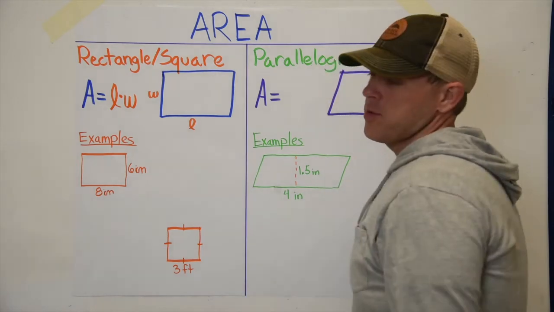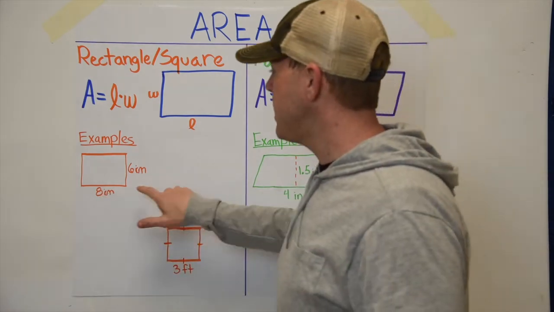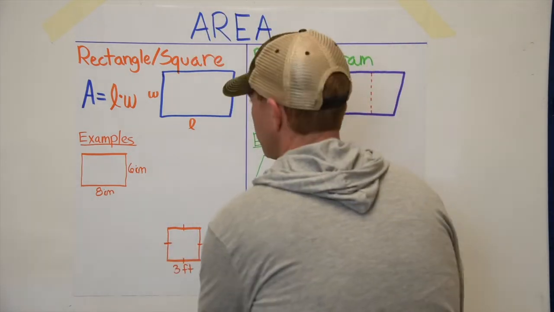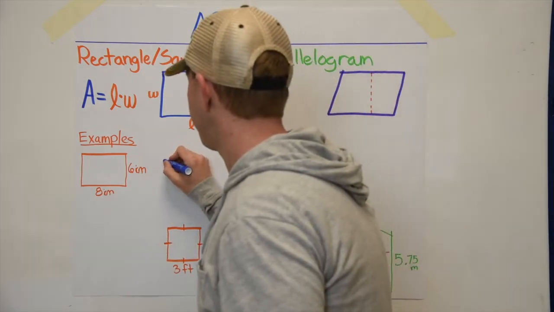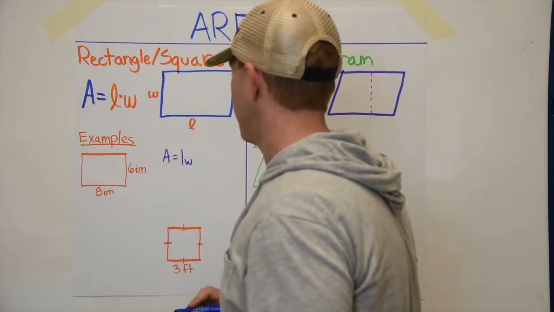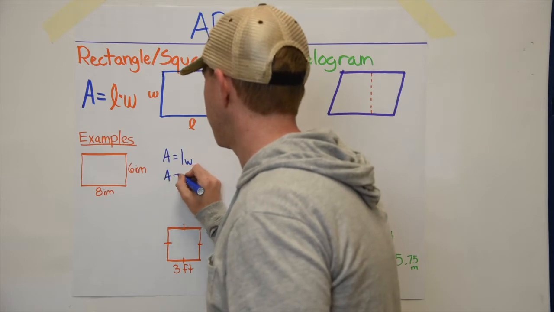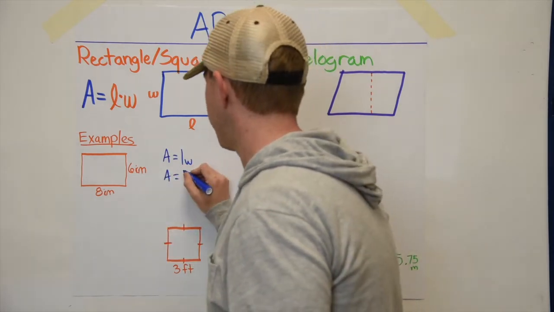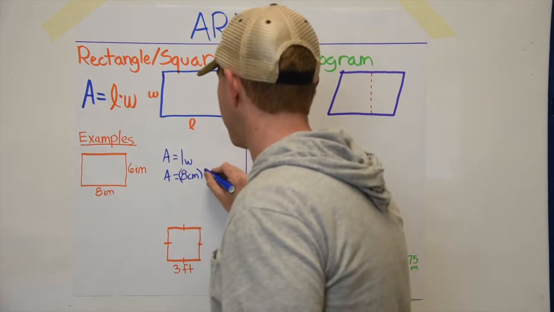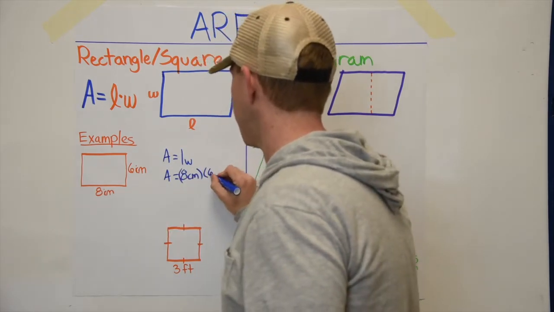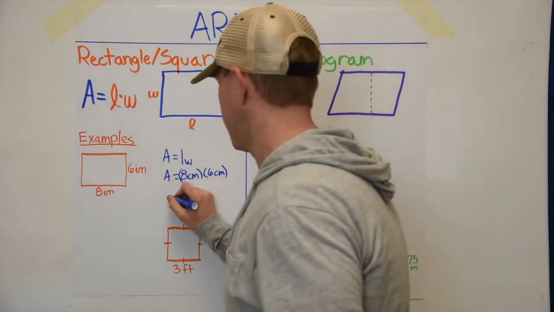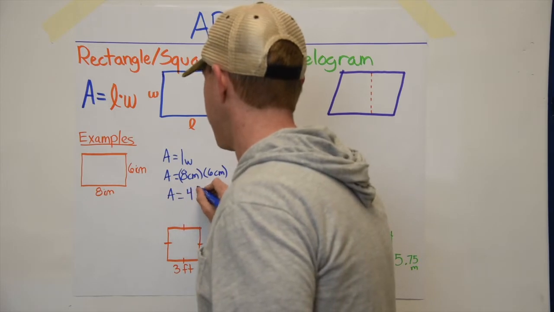So if I had a few examples, on your paper you got a few examples. We got an 8 centimeter by 6 centimeter. Let's write down the formula. I'm going to give it a color. Alright, so our formula, A equals length times width. I'm going to take my length, 8 centimeters, and multiply that by my width of 6 centimeters. Well, 8 times 6 is 48.